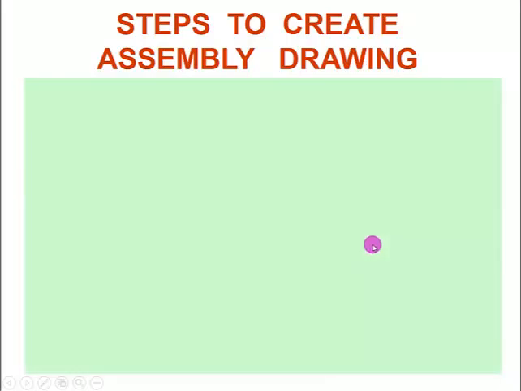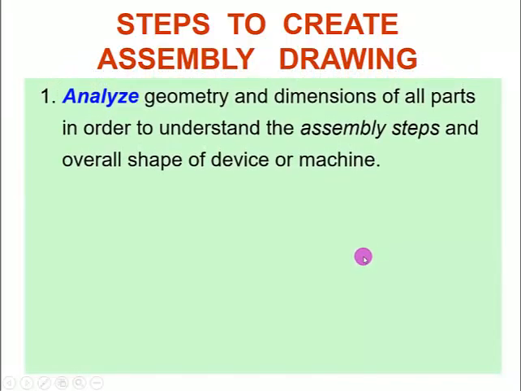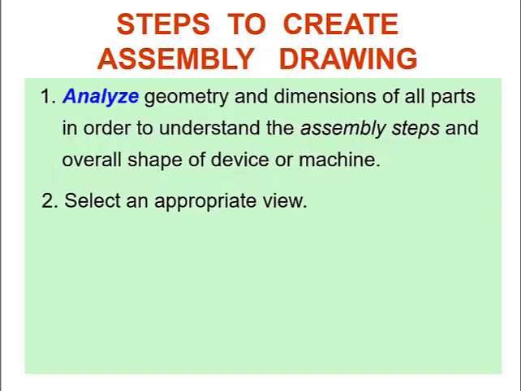Steps to create an assembly drawing. First, analyze the geometry and dimensions of all parts in order to understand the assembly steps and overall steps of the device or machine, so that you have to think about when you make or produce it, how you create it, so that it helps when you do the assembly drawing.